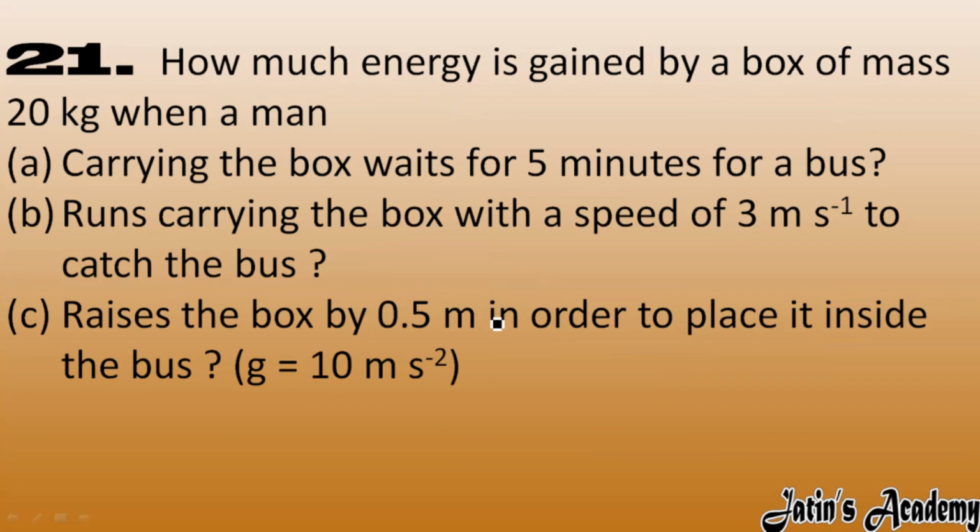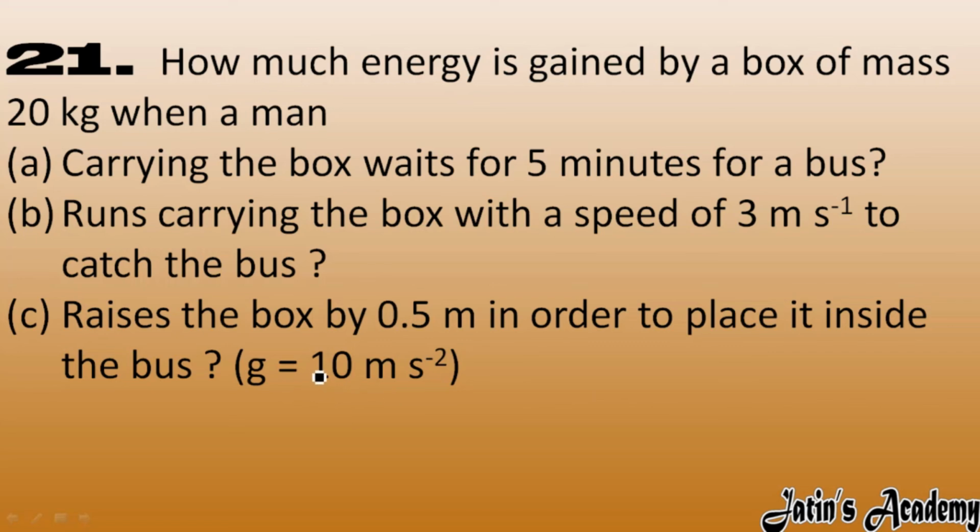Next we have, how much energy is gained by a box of mass 20 kg when a man carrying the box waits for 5 minutes for a bus. Second, runs carrying the box with the speed 3 meter per second to catch the bus. And last, raises the box by 0.5 meter in order to place it inside the bus. G value is given as 10.